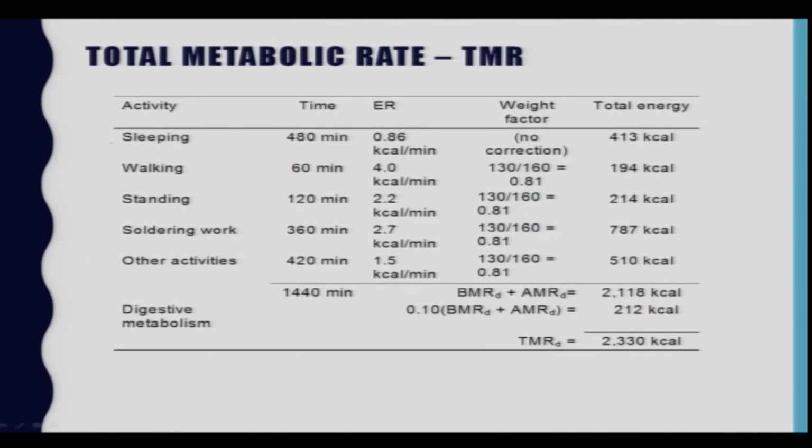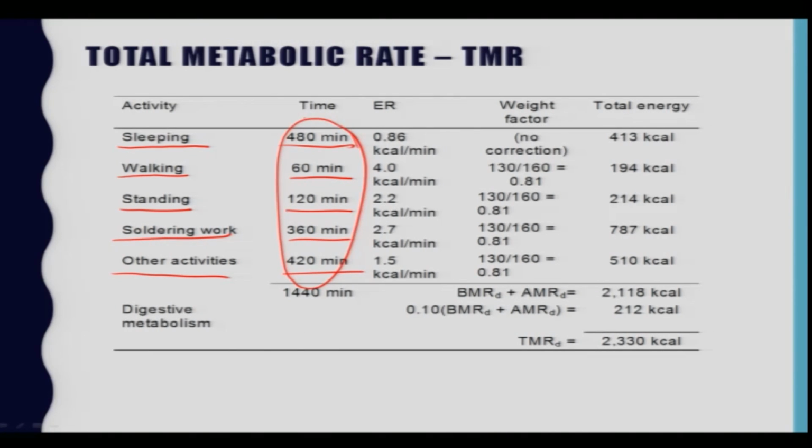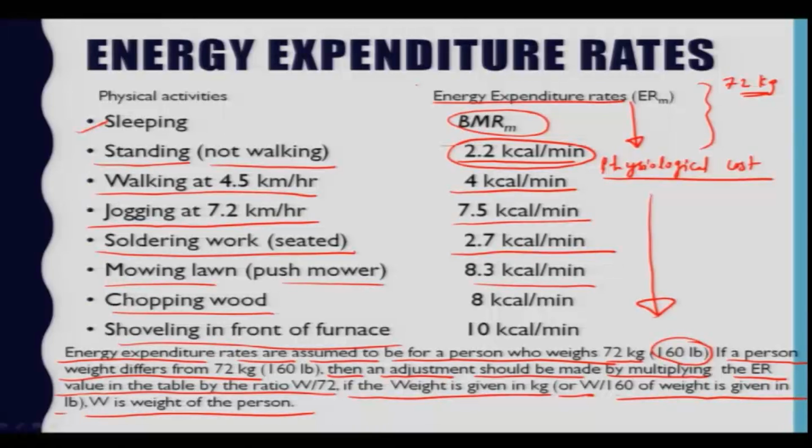These are the activities listed in the question. Sleeping is 480 minutes, walking 60 minutes, standing 120 minutes, soldering work 360 minutes and other activities 420 minutes. This is the given data, and in total she is spending 1440 minutes. The energy expenditure rate corresponding to that can be taken from this particular table.